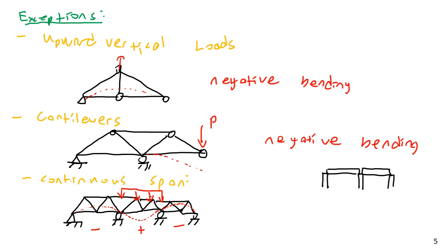So yes, in general, for most trusses, in most cases that you see, at least for simply supported, nice friendly trusses, you will have tension in the bottom chord and compression in the top chord. But as we've seen, there are certainly exceptions to this.